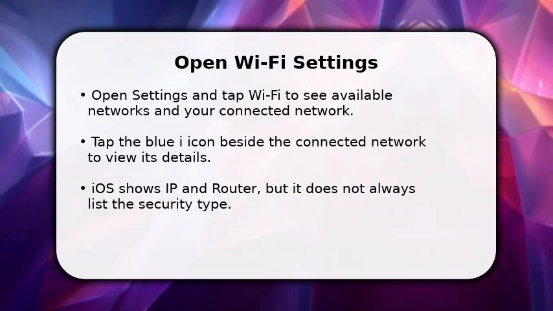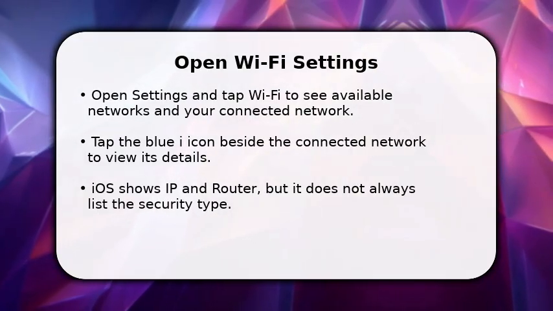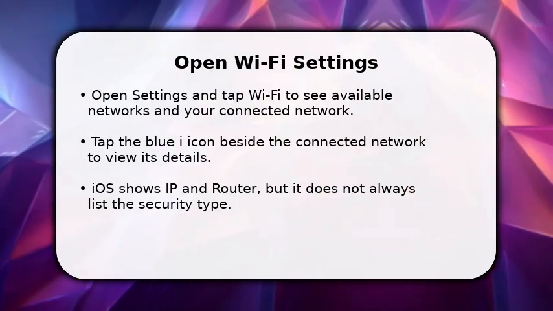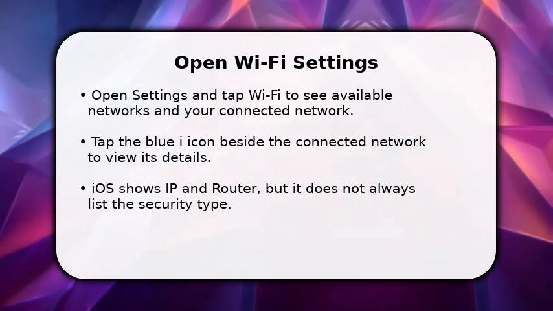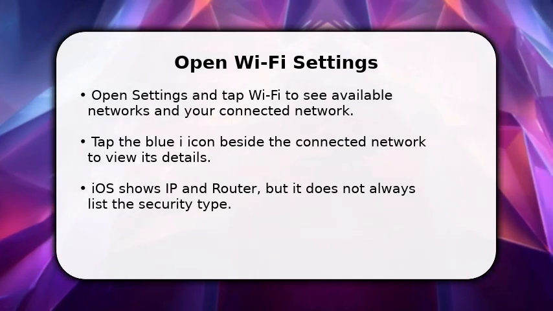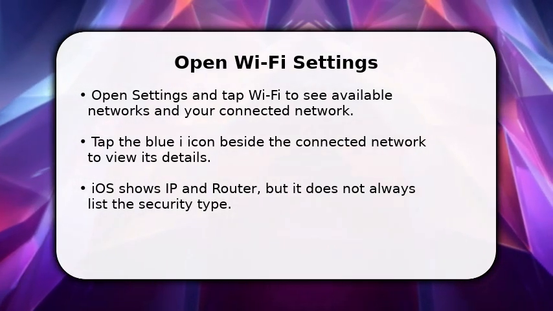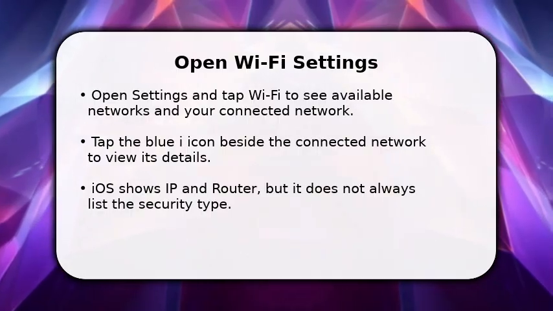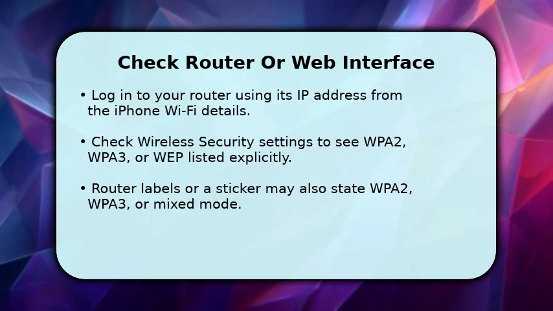Note that iOS often does not show explicit security type labels like WPA2 or WPA3. If the security type is missing here, you need a secondary method to verify encryption. From the iPhone Wi-Fi details, copy the router IP address for later use.